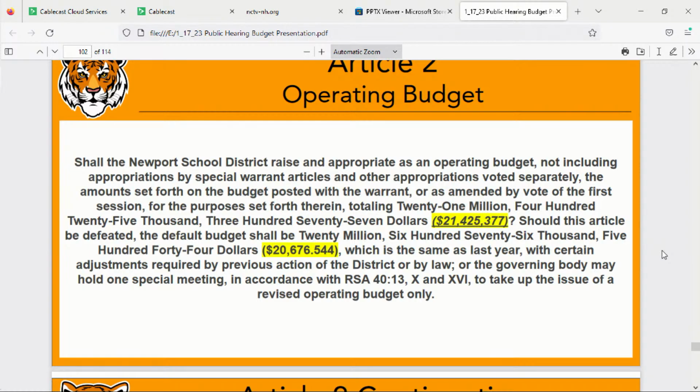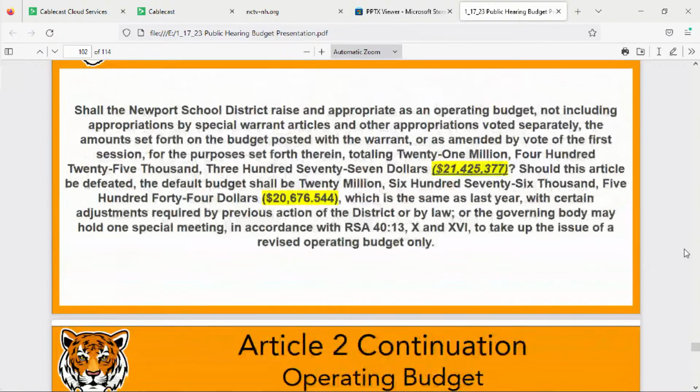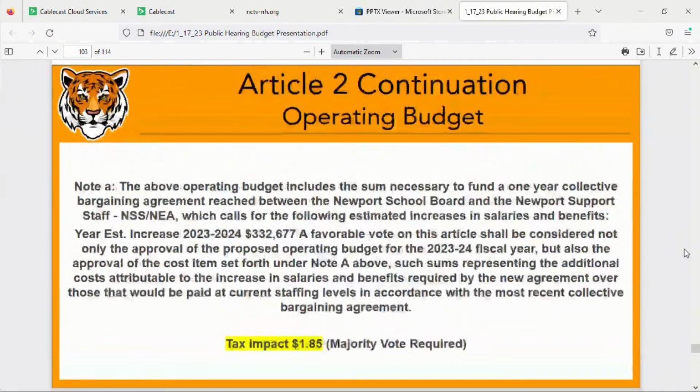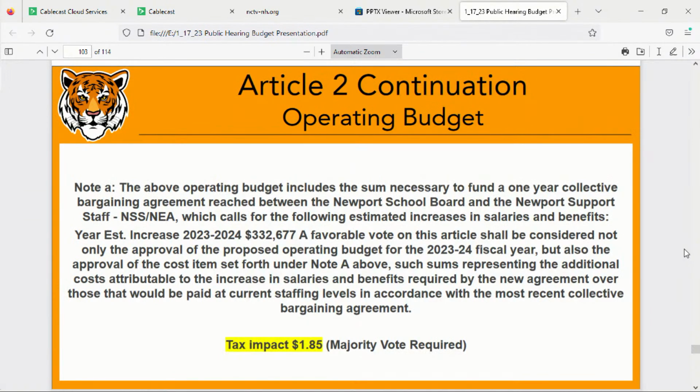Note A, the above operating budget includes the sum necessary to fund a 1-year collective bargaining agreement reached between the Newport School Board and the Newport Support Staff, NSS, NEA, which calls for the following estimated increases in salaries and benefits. The year estimated increase for 2023-2024, that number has now changed. Sorry. Well, no, it hasn't changed.